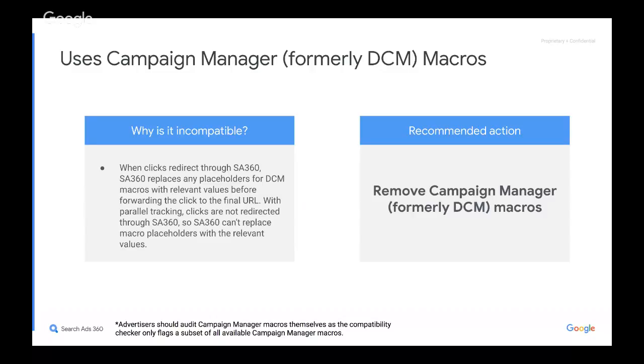Okay, the next one is Campaign Manager macros, or formerly DCM macros. Campaign Manager macros are not compatible with parallel tracking, and what's not happening anymore is that clicks are actually redirected through the click server, so those Campaign Manager macros can't be filled with actual values on the click server, and therefore it's no longer compatible, and Campaign Manager macros need to be removed.